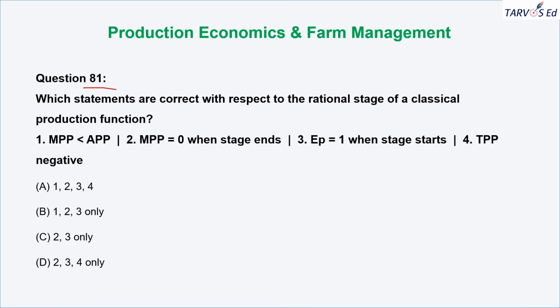Our next question is question 81. This is also from production economics and farm management. They have given a few statements with respect to the rational stage of a classical production function. The first option is that MPP is less than APP, that is marginal physical product is less than average physical product. The second option is that marginal physical product is equal to 0 when the stage ends. The third option is that the elasticity of production is equal to 1 when the stage starts. The last option is that TPP, total physical product, is negative in the rational stage. Select the correct options with respect to the rational stage.